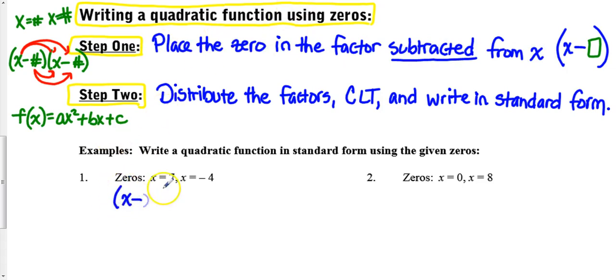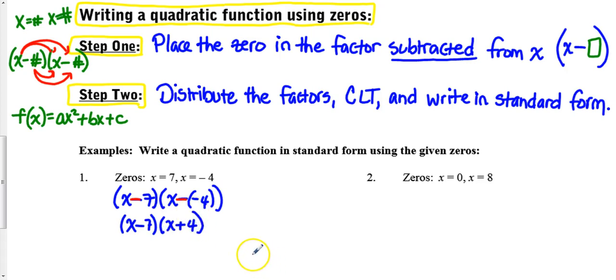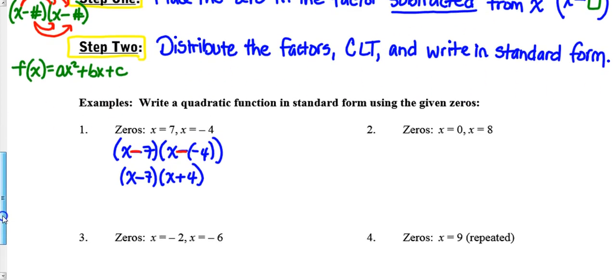So that's going to be x minus 7, x minus a negative 4. So notice these minus signs are not optional. The fact that 4 was negative means I'm now going to have 2 negatives there. So I could rewrite this as x minus 7, x plus 4. We've accomplished the first step. We've placed the zeros in the factors, subtracted from x. And then to finish this off, it says distribute the factors, combine like terms, and write in standard form.